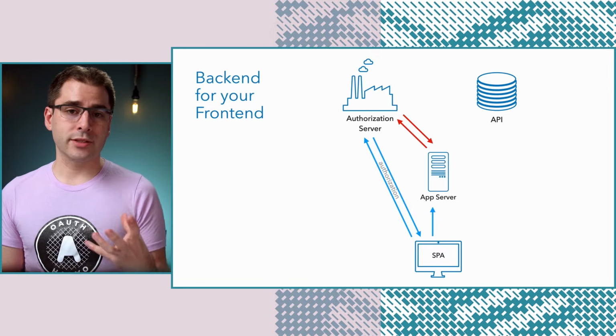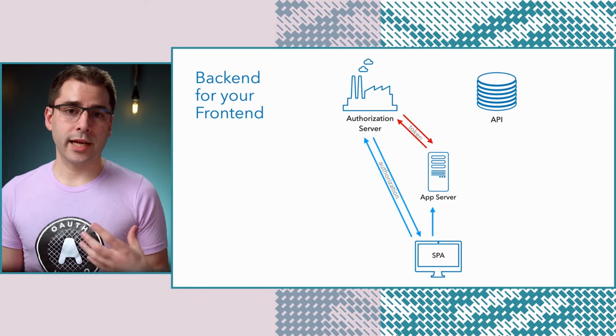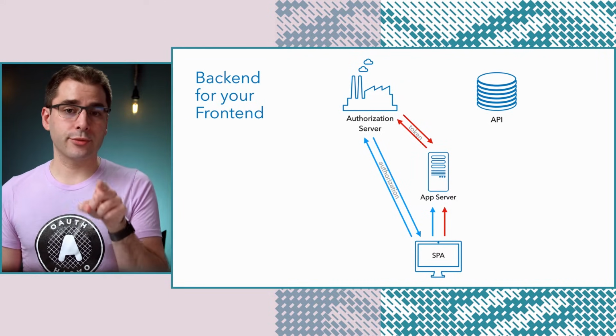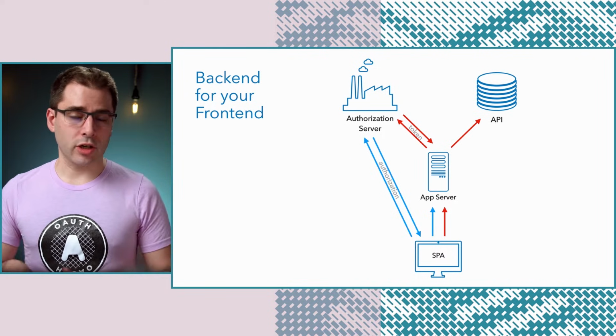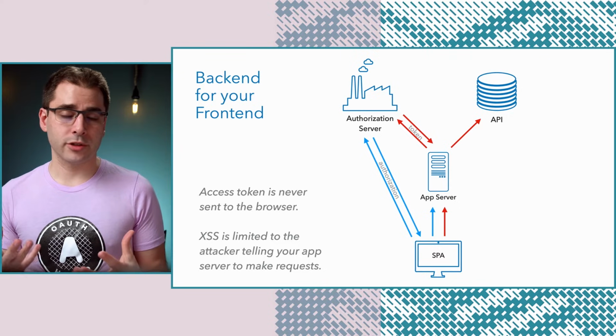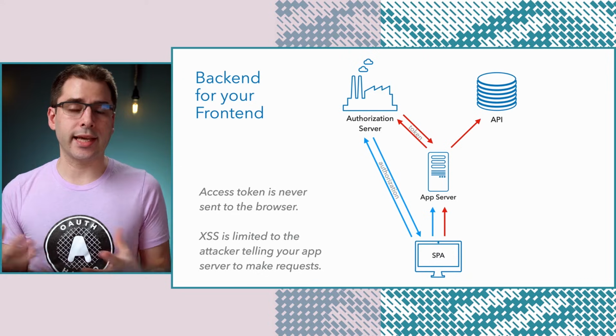And in that model, the access token never makes it to the single page app. So when the app is ready to go and make an API request, it actually tells the app server to make the API request for it and then returns the data. So again, you haven't solved all cross-site scripting, but what you've done is it means that an attacker who finds a cross-site scripting vulnerability can only tell your app server to go make API requests. It can't actually get the access token.